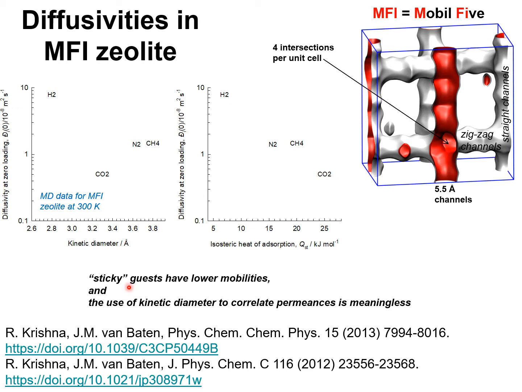In other words, sticky gases have lower mobilities, and the conclusion by combining the information for MFI zeolite with that of nickel MOF 74 is that the use of the kinetic diameter to correlate permeances is meaningless, even though almost every paper on membrane performance has plots of permeance versus kinetic diameter.